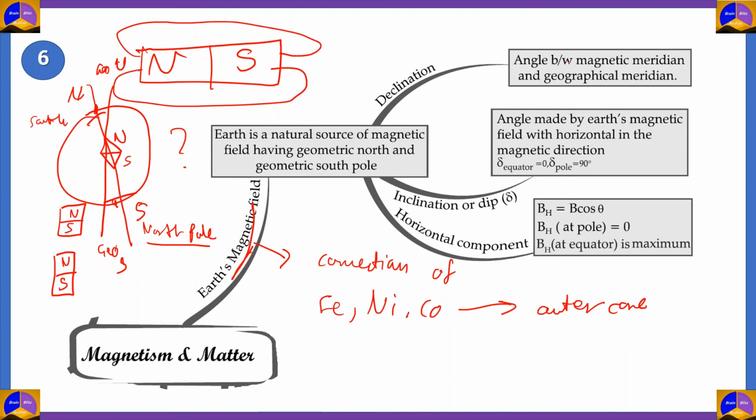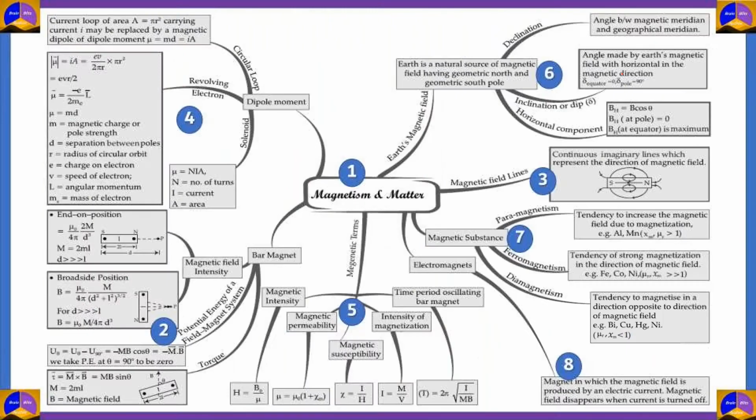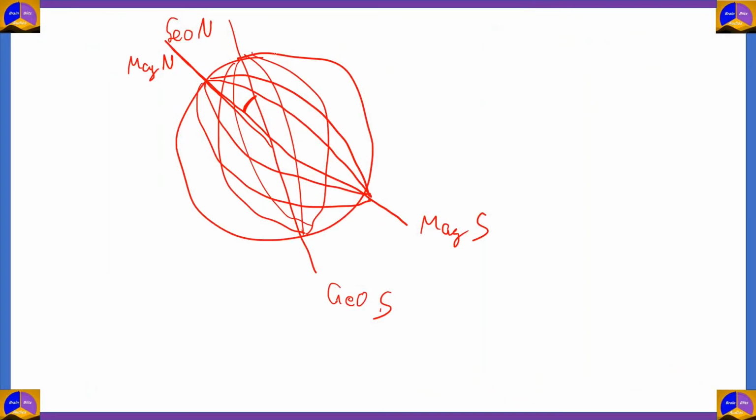Declination refers to the angle between the magnetic meridian and the geographical meridian. So as you can see, this is the geographical meridian. Let's say it's straight, and we have the magnetic meridian like this. So this angle here represents the angle of declination. So this is basically horizontal angular difference, angular displacement between the two axes.